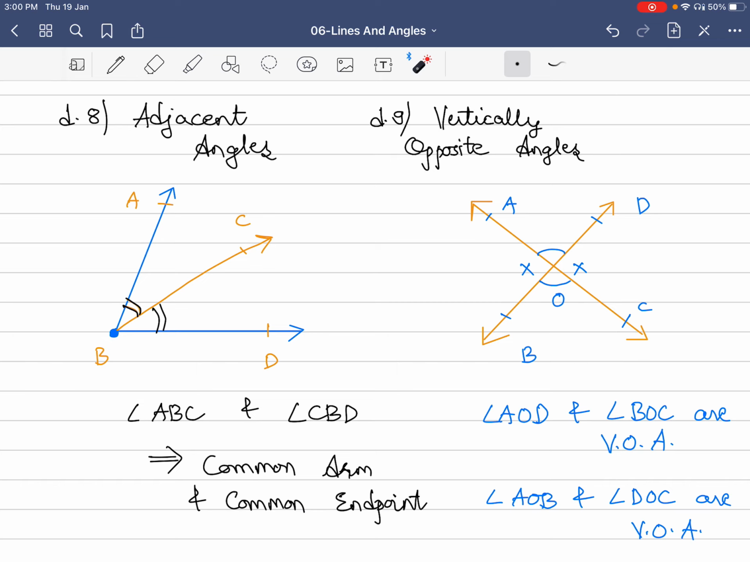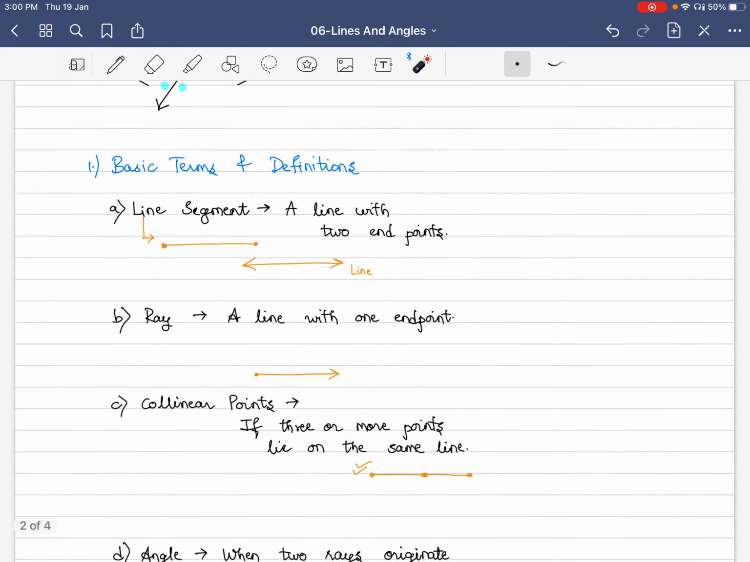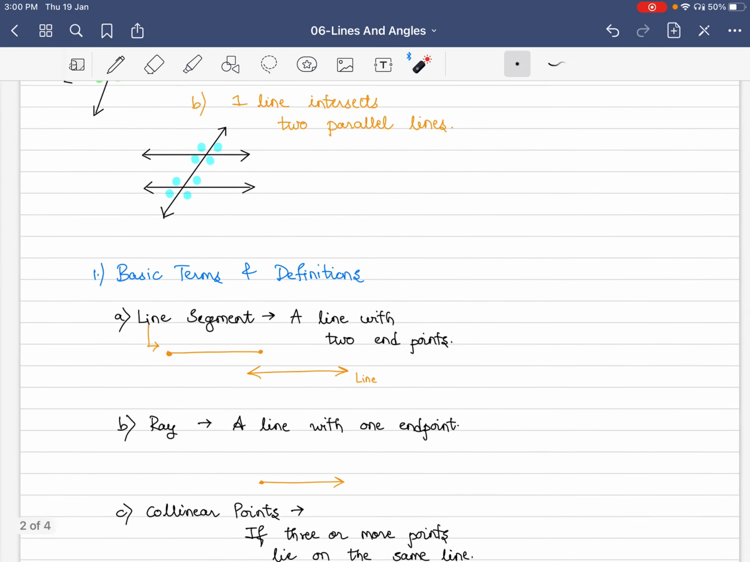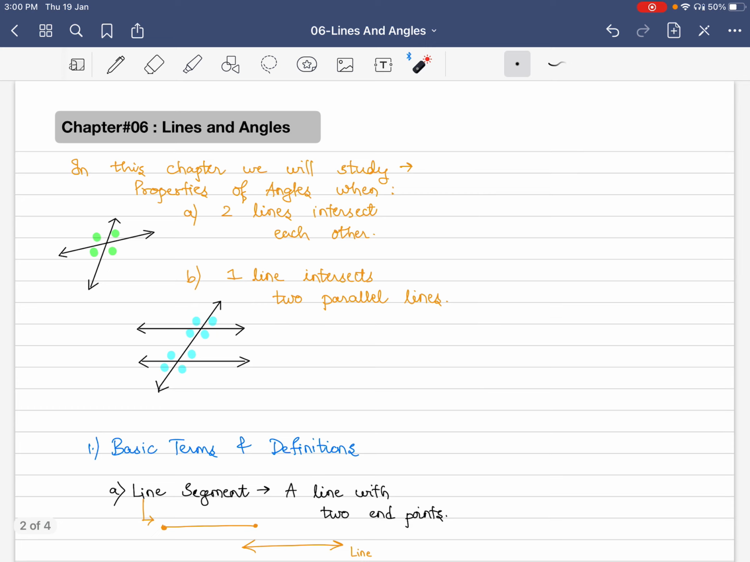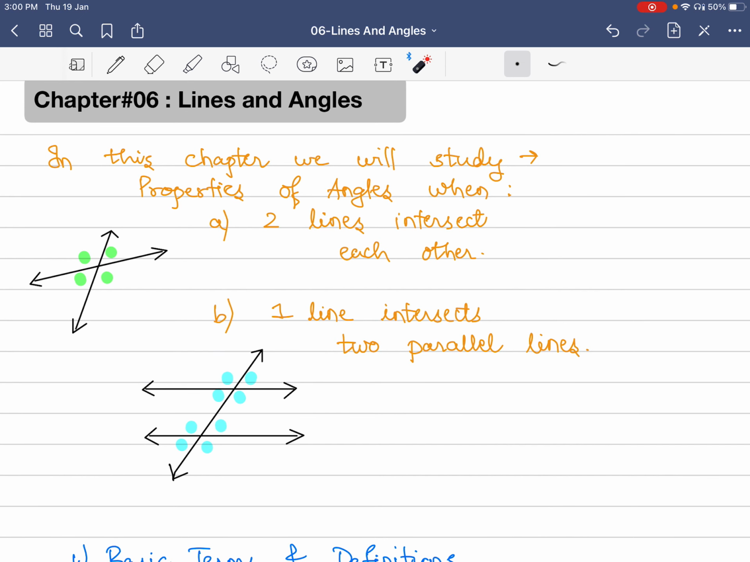So in this video we saw a lot of different types of angles, and we also saw different definitions of line segment and collinear points. All these different types of angles and all these different definitions and terms of lines and ray and collinear points are going to be very useful throughout this chapter, because this chapter is all about different types of angles that we make in these two different cases. That's all.